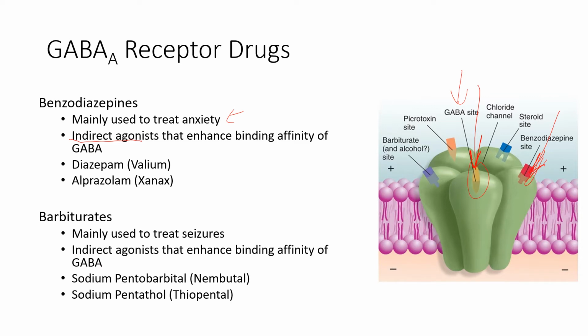Another one is the barbiturates, mainly used to treat seizures, but it does a similar thing, but to a lesser extent, in that it's, again, an indirect agonist. It's now over here. It is believed to be the same site that alcohol binds to. But a lot of things here, and this is important to note, we don't know for certain.